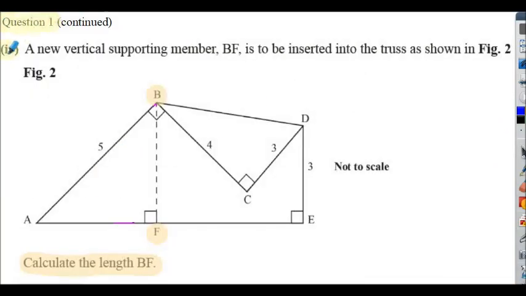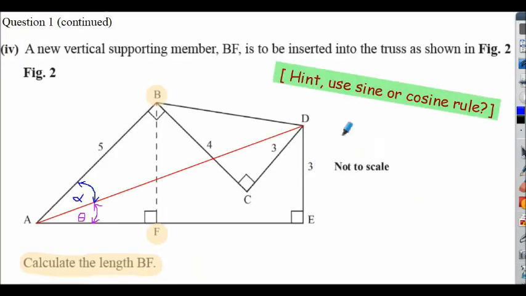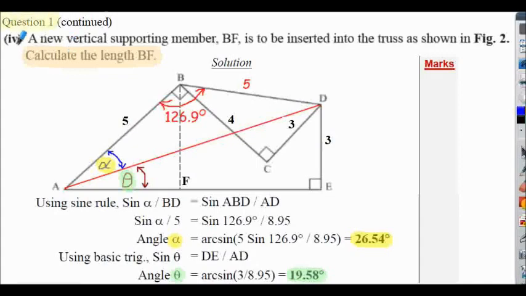Question 1, part 4. To find the length of the vertical line BF. Again, the hint is to initially use the sine or the cosine rule, and to find angles alpha and then theta. Question 1, part 4. Here's the solution.